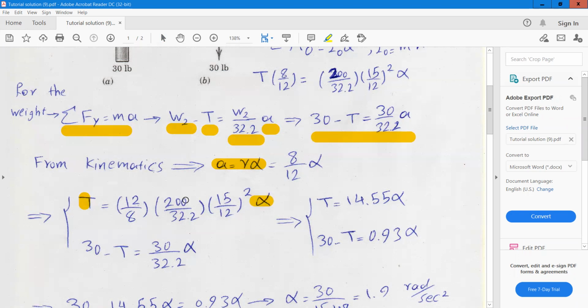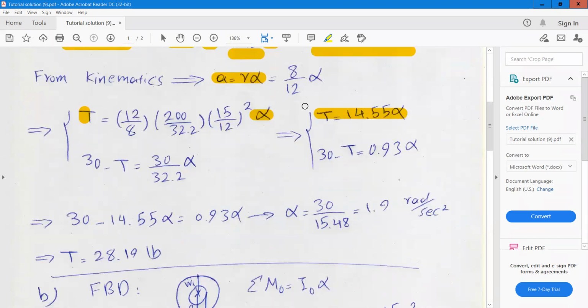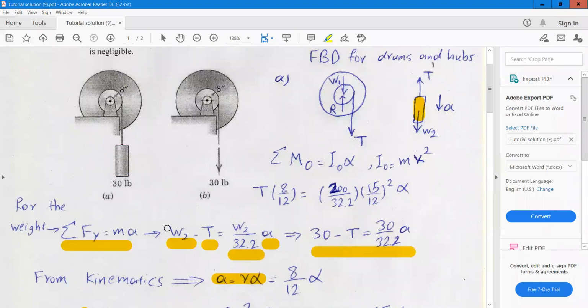Now we can solve these two equations for the two unknowns T and alpha and obtain T is equal to 14.55 times alpha. And when you substitute into the second equation, we can obtain that alpha is 1.9 and T is equal to 28.19. So you can see in the first case, the tension in this cable is less than 30 pounds. And this is due to the motion of this weight in the downward direction.